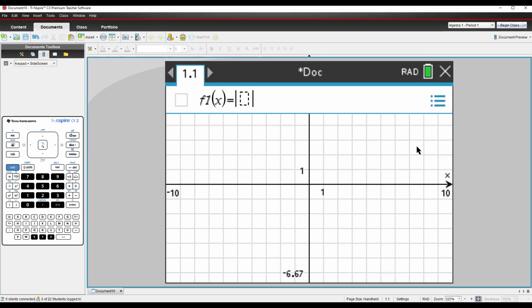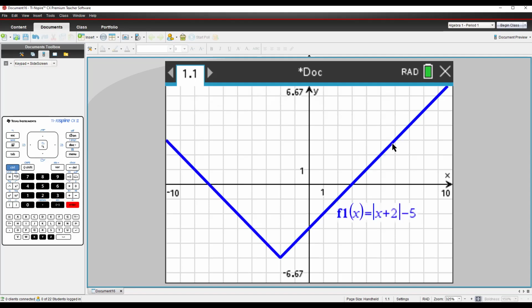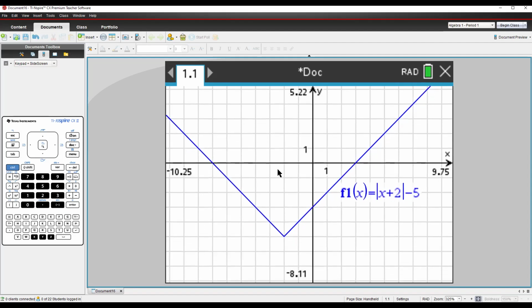Press enter, and then we're going to put x plus 2, and then outside of the absolute value is minus 5. It's going to be a V, shifted down. Okay, now what we need is we need the range. That means we need the y values.